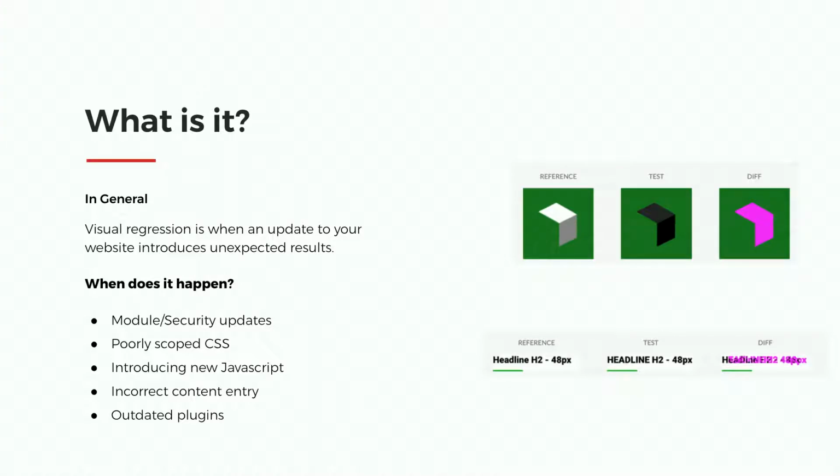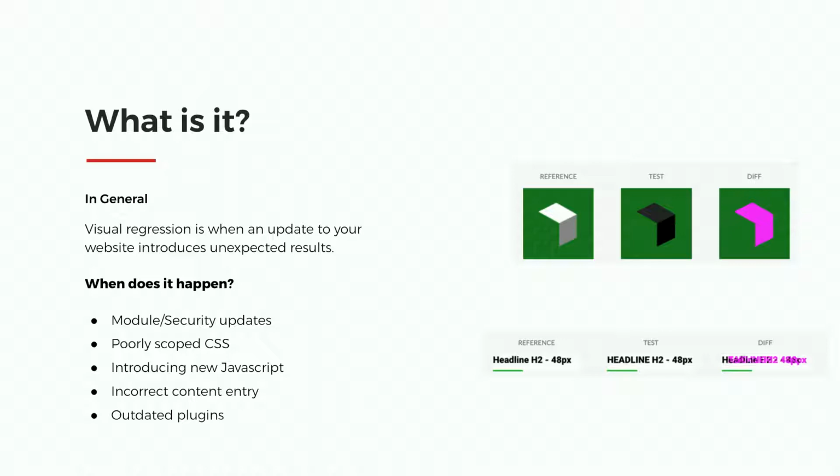This is the tool actually saying, hey, this is different. A nice visual indicator: this is different, this is what we're looking for. And you can see down below with some headlines, some H2 text, it's just the capitalization difference, and it flags that for you. So why does it happen?